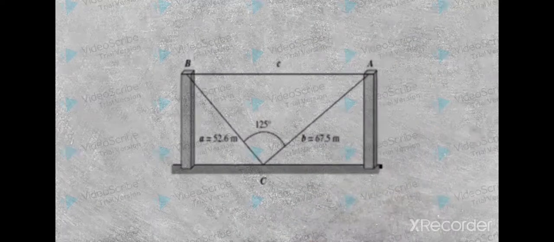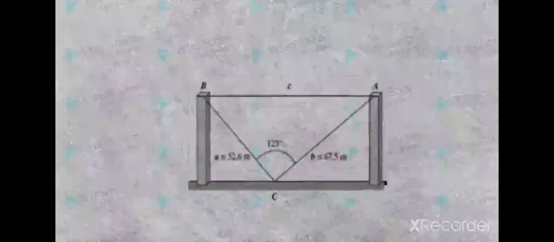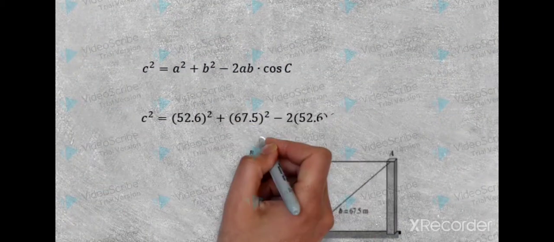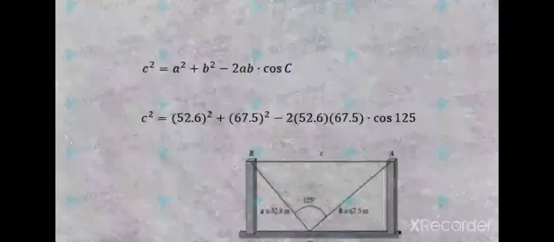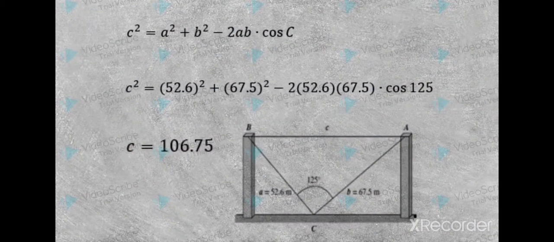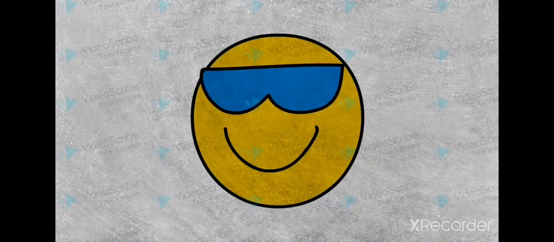To solve this, we will use the law of cosines. Going back to the illustration, we have a, which is 52.6, b, which is 67.5, and angle C, which is 125 degrees. By substitution, we get c squared is equal to 52.6 squared plus 67.5 squared minus 2 times 52.6 times 67.5 times cosine 125, and so on and so forth. Therefore, using our calculator, we get c, which is equal to 106.75.